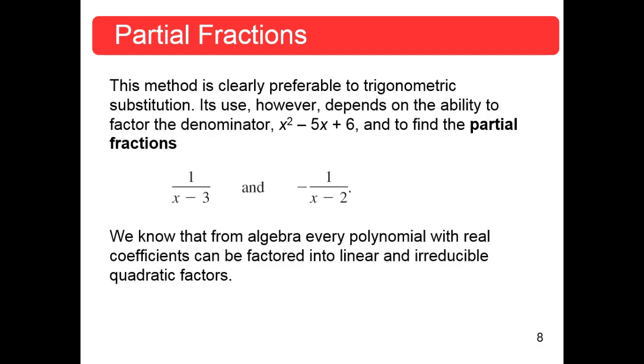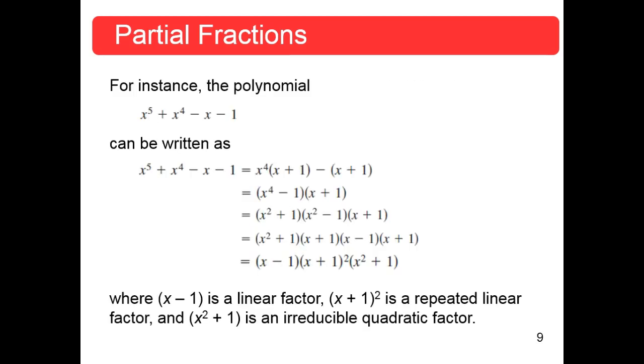This method is clearly preferable to trigonometric substitution. Amen, brother. Okay. Its use, however, depends on the ability to factor the denominator to find the partial fractions. If you can't, then you are left with trig substitutions. And then don't expect any easy answers, as if that last one was easy. We know from algebra that every polynomial with real coefficients can be factored into linear and irreducible quadratic factors. So we can't get them all to linear factors, but we can get them to linear and irreducible quadratic factors. We can still do this.